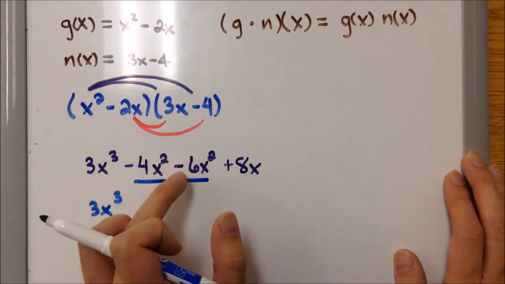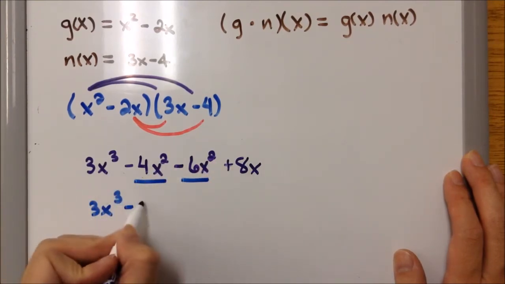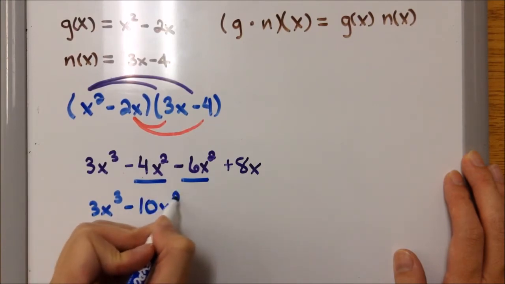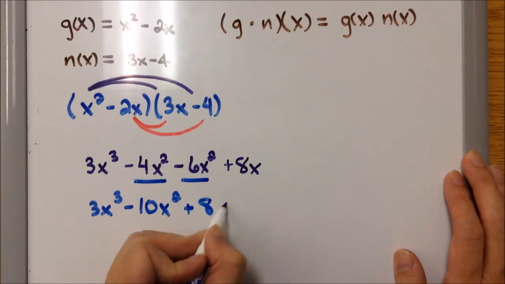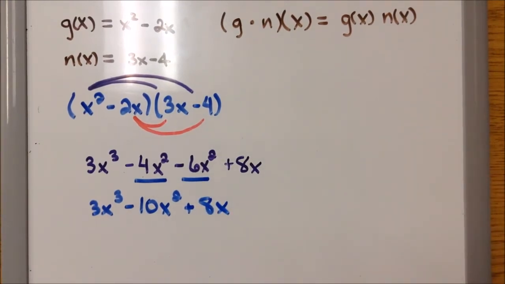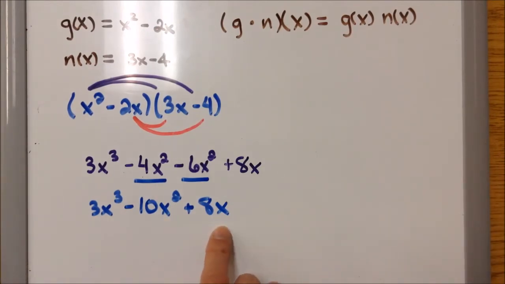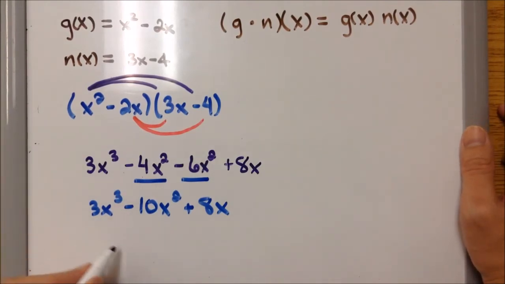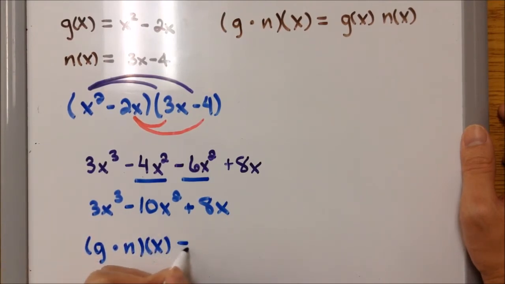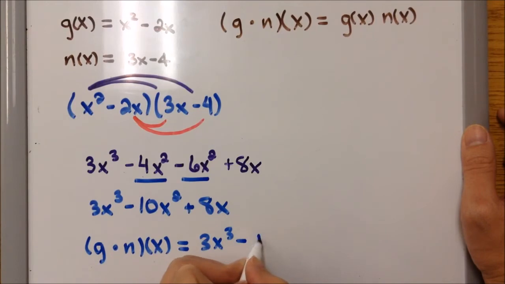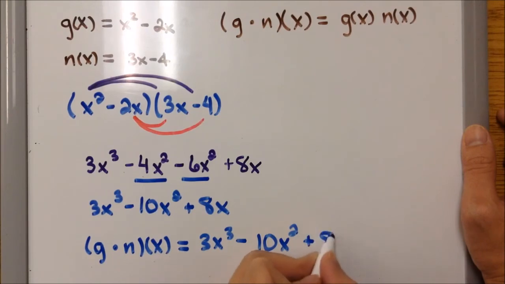So minus 4x squared minus 6x squared, well, that becomes minus 10x squared. And then I'll bring down the plus 8x. So nothing else to combine, no more like terms: x to the third, x squared, and then just x. Well, then our answer form will be g times n of x equal 3x to the third minus 10x squared plus 8x.